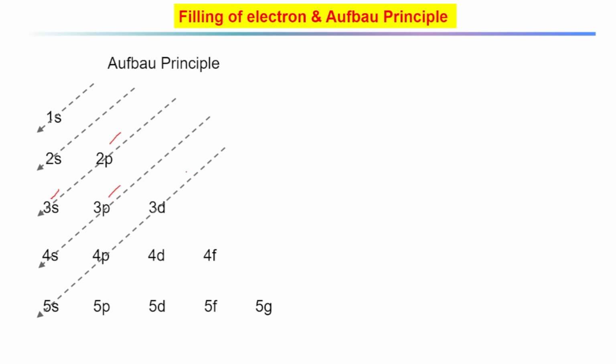You have to actually fill 3d first, then 4p, and then 5s. So that is why this arrow. This arrow means first we are filling 1s, then 2s, then 2p, 3s, then 3p, then 4s, and then 3d, then 4p, 5s. This seems very hard to remember, right?